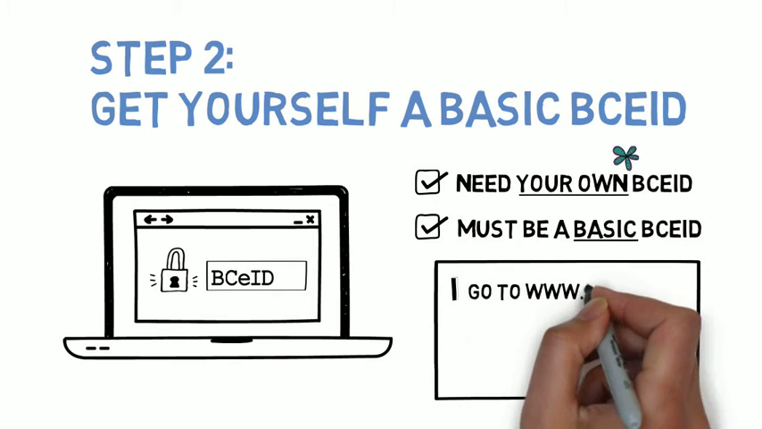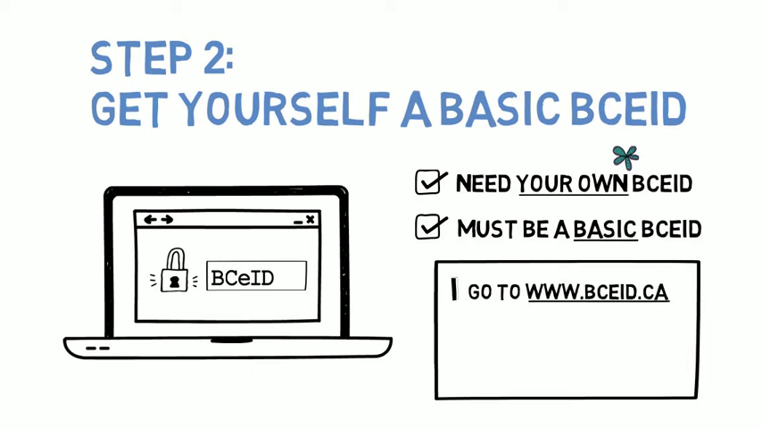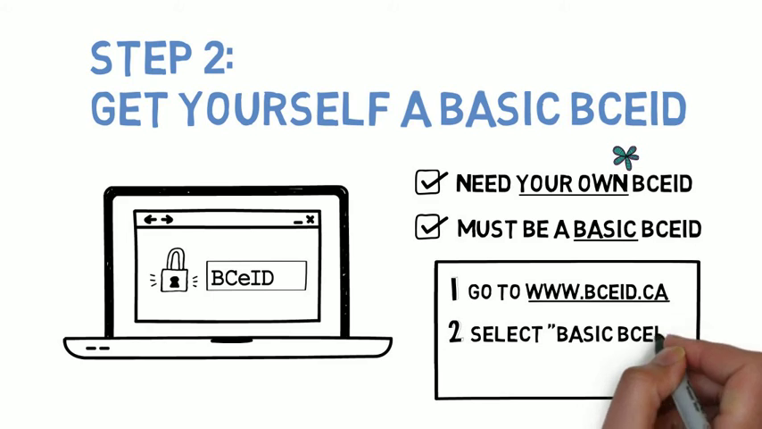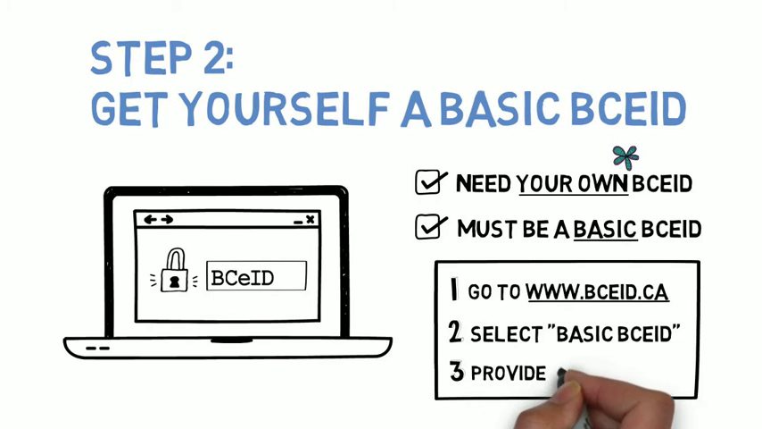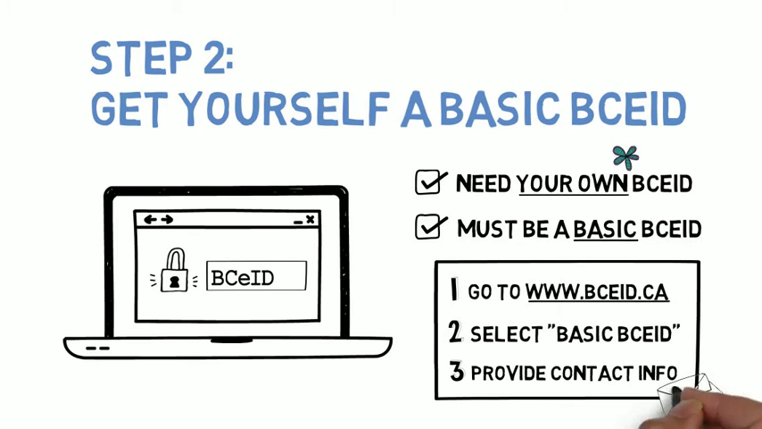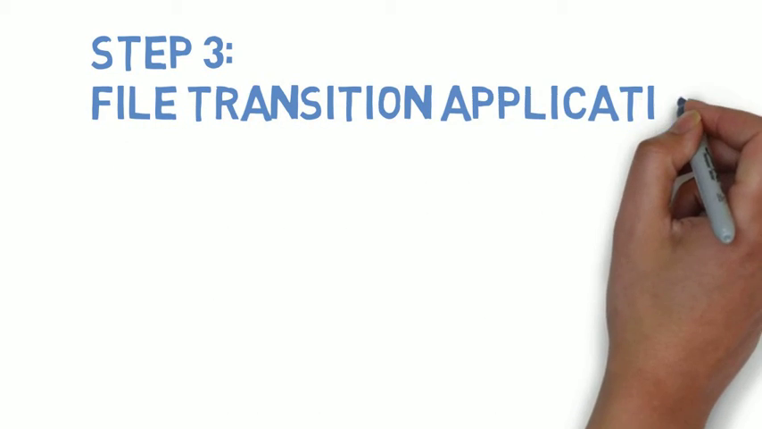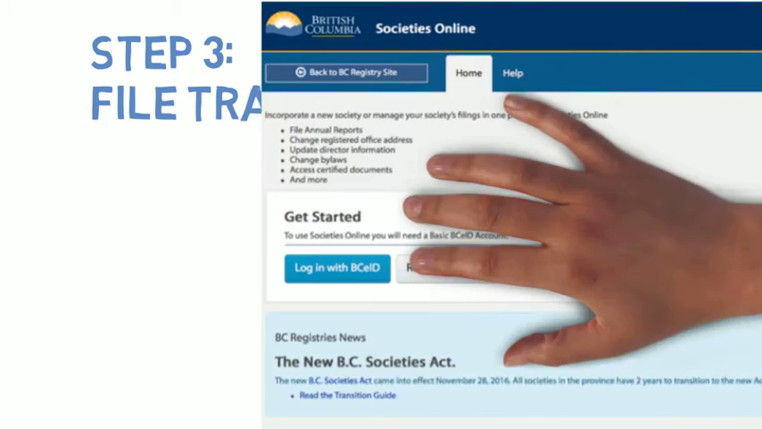First, go to the website www.bceid.ca, then select the option to register for a basic BCE ID, and then provide the requested contact information and choose a user ID and password. An email will be sent to the email address you provided, confirming that you have registered a basic BCE ID account.